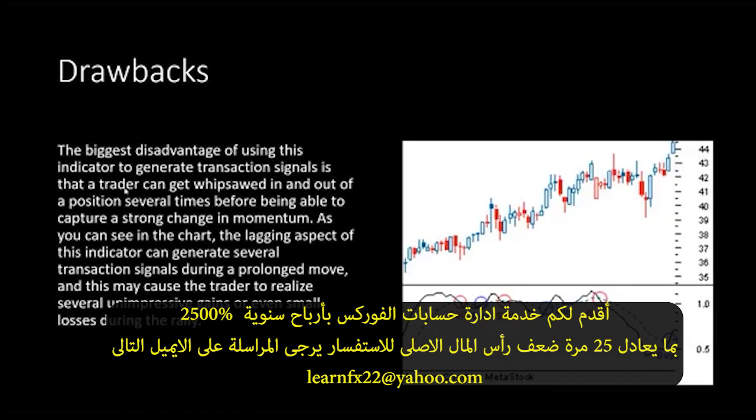The biggest drawback of using this indicator generated transaction signal is that a trader can get whipsawed in and out of a position several times. And this is one of the drawbacks that you should be aware of. Because even though it generates these transaction signals, it doesn't tell you how far that price movement is. And when you're covering the spread, you can get whipsawed in because it can give you a sell signal, then a buy signal, then a sell signal.